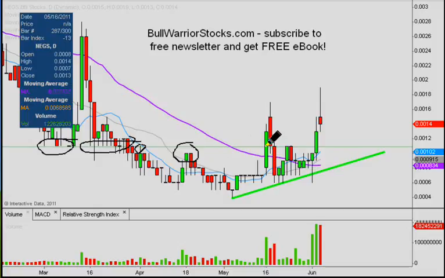Resistance, price got above it, made a nice move, came back down, resistance. Now that the price got above it again, made a nice move. This is where we'd like to see it hold, but that's going to be our ideal support level.